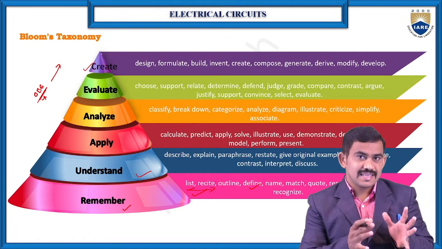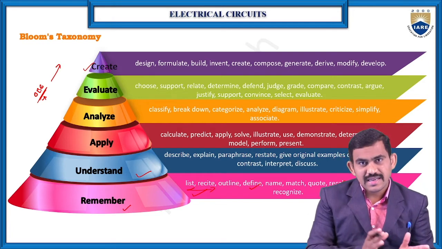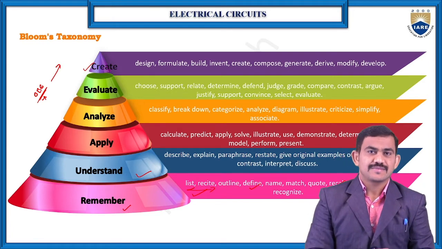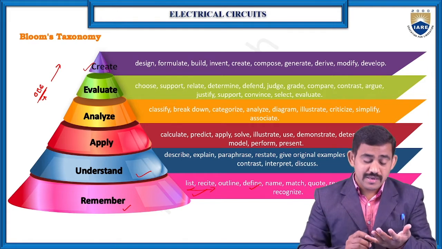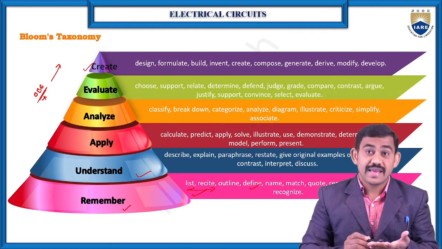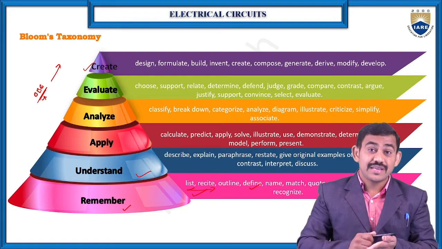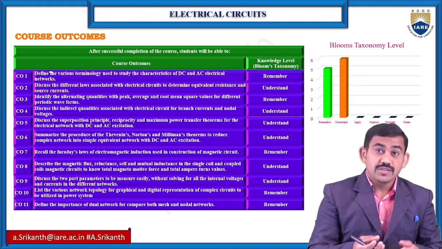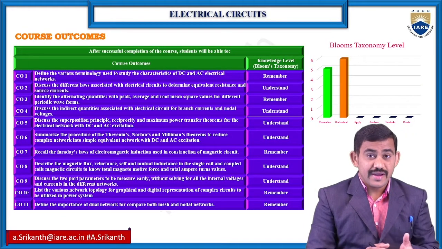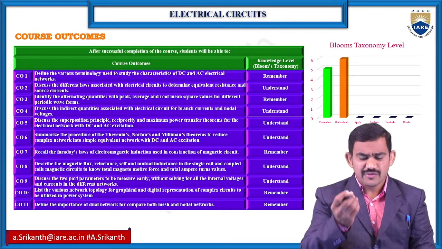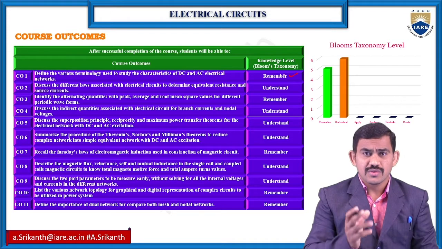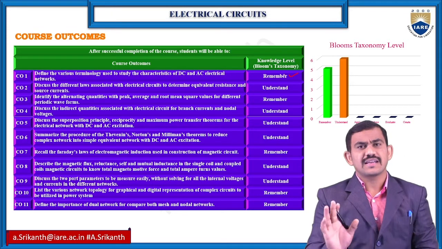So these six levels are related to outcome based education. For electrical circuits, we have 11 outcomes. For these 11 outcomes, which is the remember, which is the understand, which is the apply, which is the analyze, which is the evaluate, which is the create? We'll check it now. So the first one is to define some concepts on AC and DC. So you can recall those ideas. That is under remember.